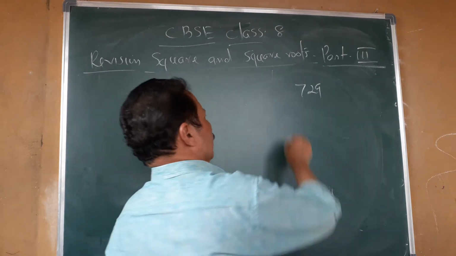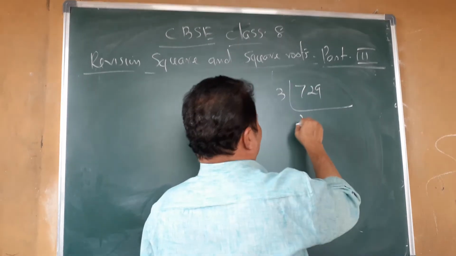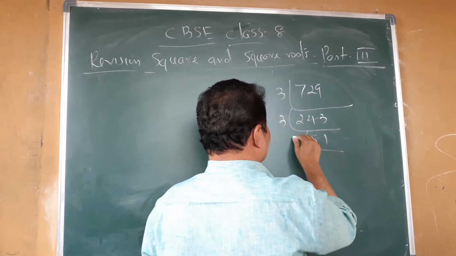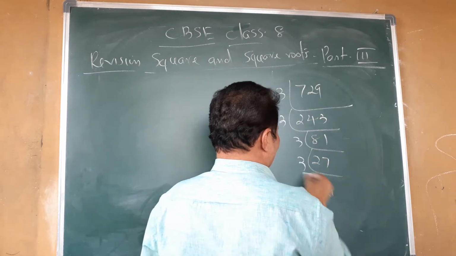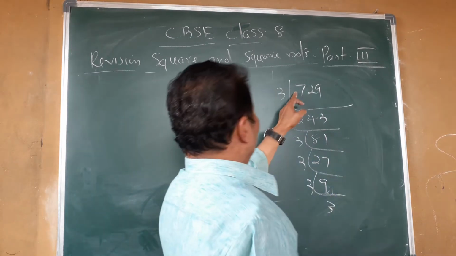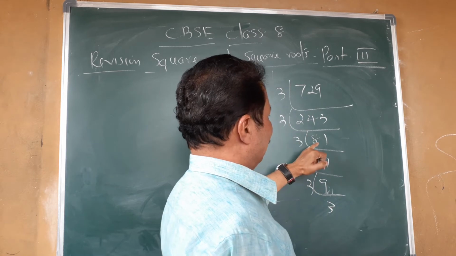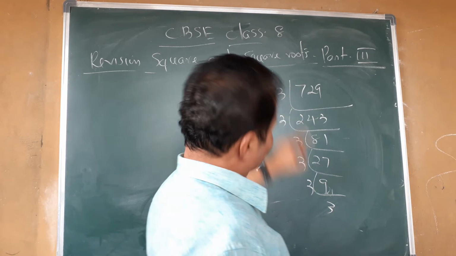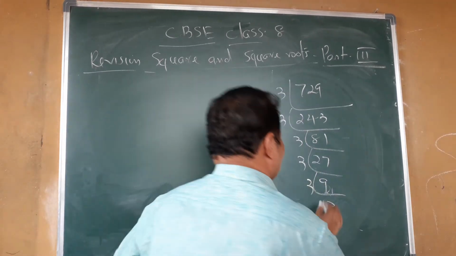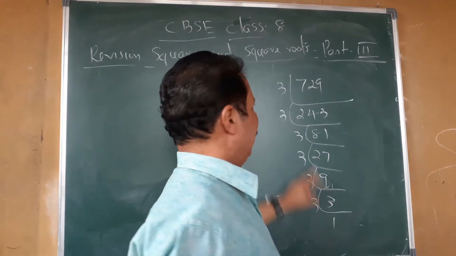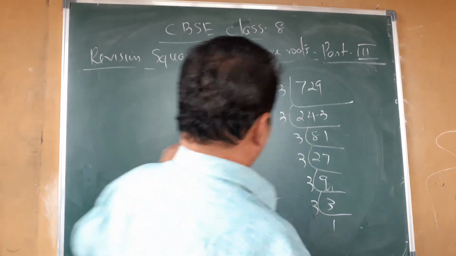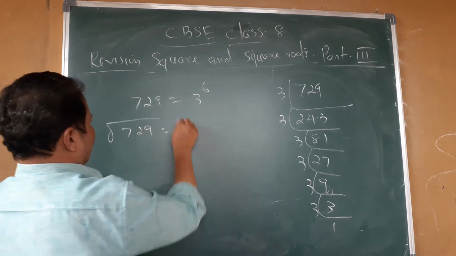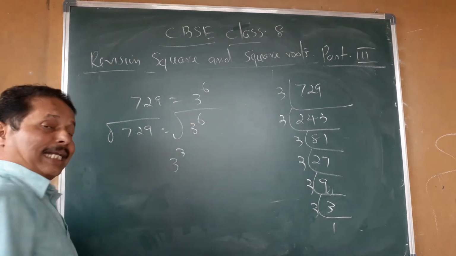It's an odd number. So divided by 3, first of all you complete the division, you get 243. Again divided by 3, you get 81. Then the division continues: 27, then 9, then 3. So 3 is a prime number. So the division is complete. So 729 is 3 raised to 6. Root 729 is root of 3 raised to 6. That's equal to 3 raised to 3.